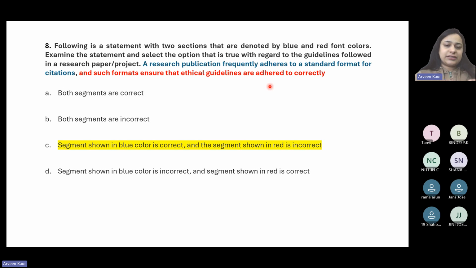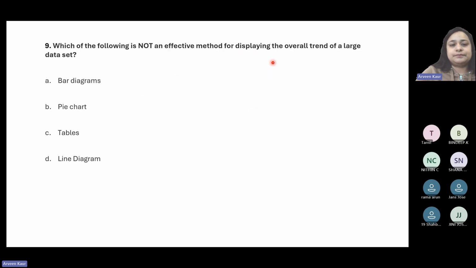But whether writing in a particular format will ensure that I am following these ethical things, no. So that is a separate thing altogether, right? This format, standard format, will not affect whether I am citing ethically or not, right? So the red one is actually incorrect.